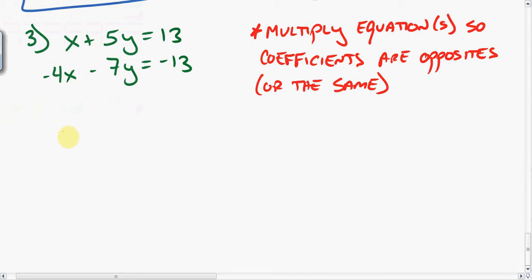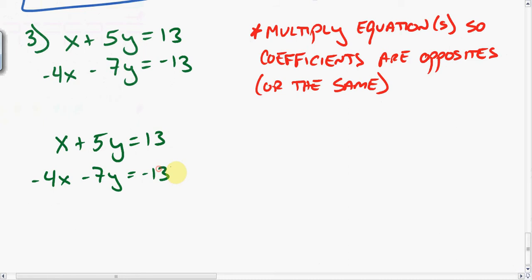Okay. So, what do I want to do? Let's come on down here. I'm going to rewrite the problem real quick. So I've got x plus 5y equals 13. Negative 4x minus 7y equals negative 13. I want to get this coefficient to be positive 4. So I'm going to have to multiply this whole equation by 4. 4 times x gives me 4x. 4 times positive 5y gives me positive 20y. And 4 times 13 gives me positive 52.